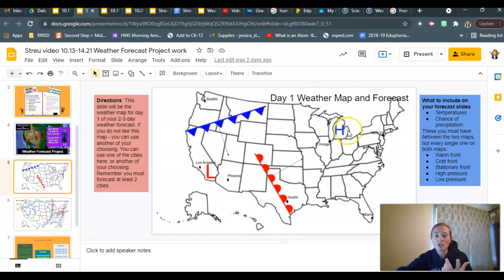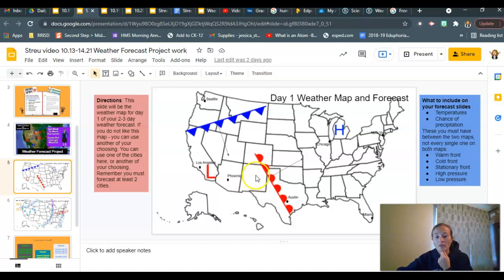If we have high pressure, that's happy weather. You probably do not have much chance of rain when you have high pressure. If you have low pressure, that's lousy weather. You might have a good chance of precipitation if you are right next to a low pressure on your map.